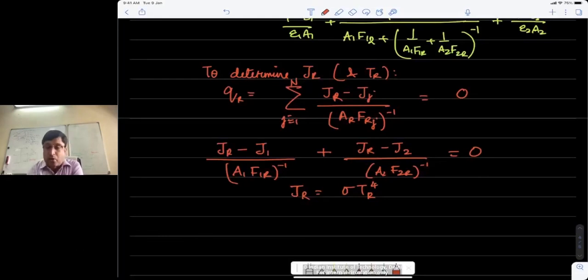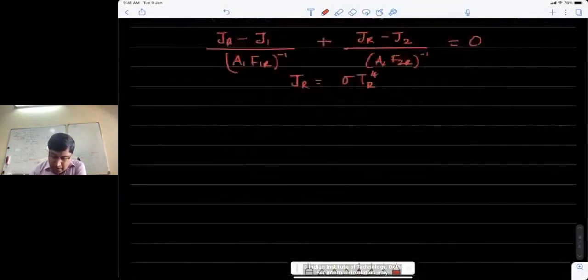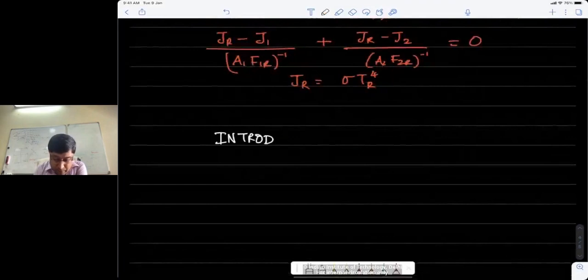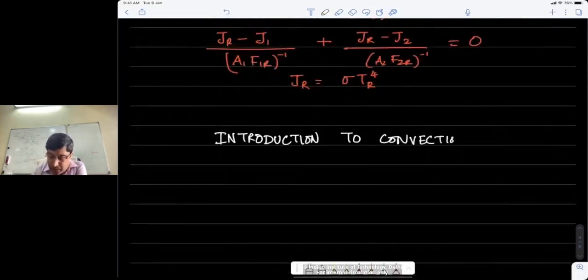This is the last thing I wanted to discuss about radiation, and my work on radiation ends here for this course. So any questions on this before I move on to the new topic? No? Okay. So let's begin with a discussion on convection. And this is the last mode that we will discuss in this course before we maybe take some applications.